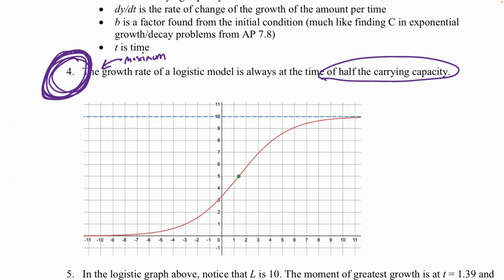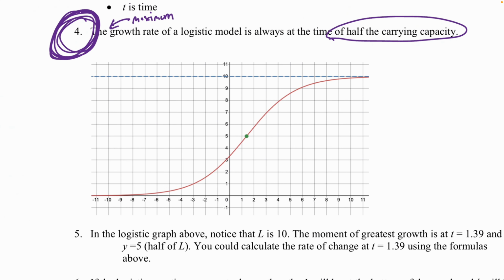Honestly, on a typical AP exam, you might find one question on the entire exam about logistic growth and decay models. So they're just not super common. I mean, they're common enough that they're usually there, but not one of the biggest parts of an AP exam.